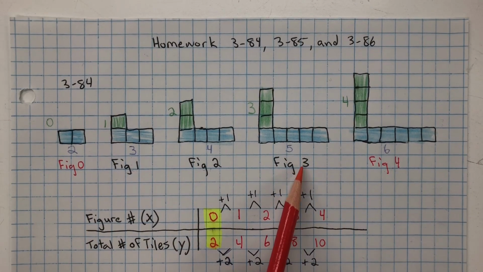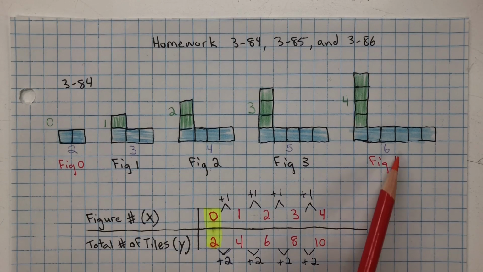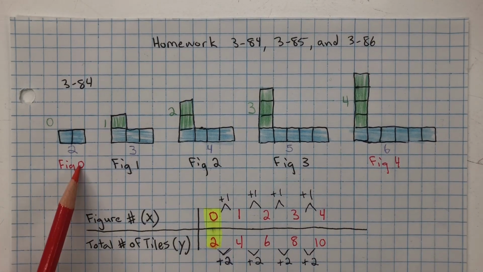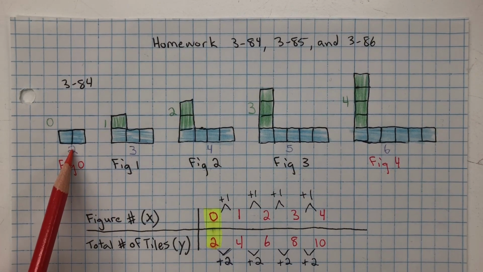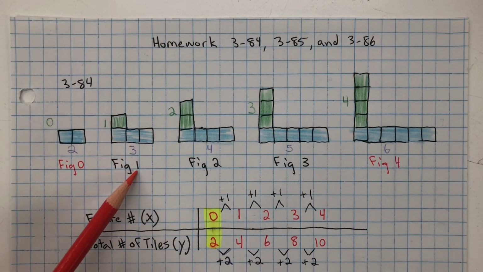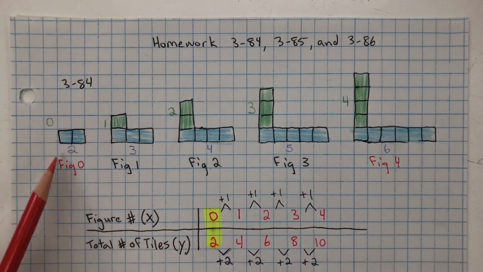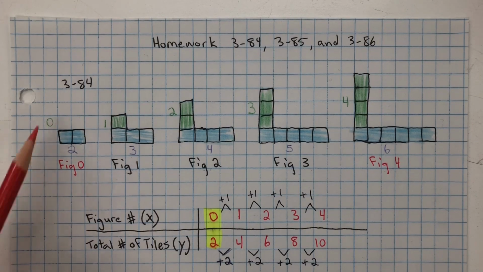I also noticed that it was just the figure number plus 2. 3 plus 2 is 5. 4 plus 2 is 6. 0 plus 2 is 2. For the vertical tiles, I noticed that it was just the figure number. Figure 1 had 1, figure 3 had 3, figure 4 had 4, so figure 0 would have 0.